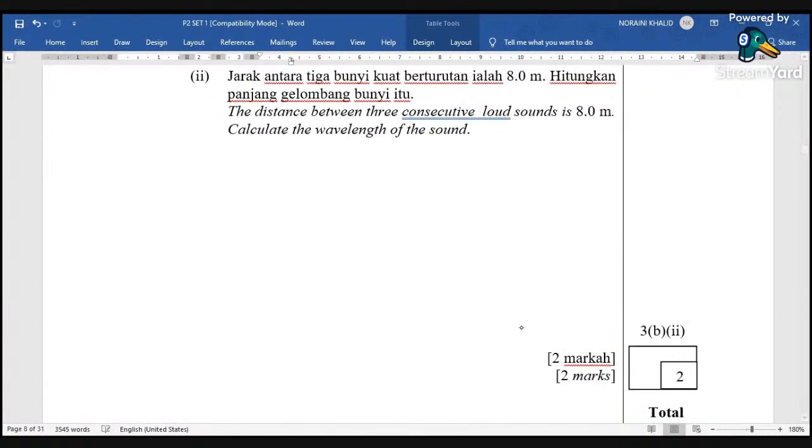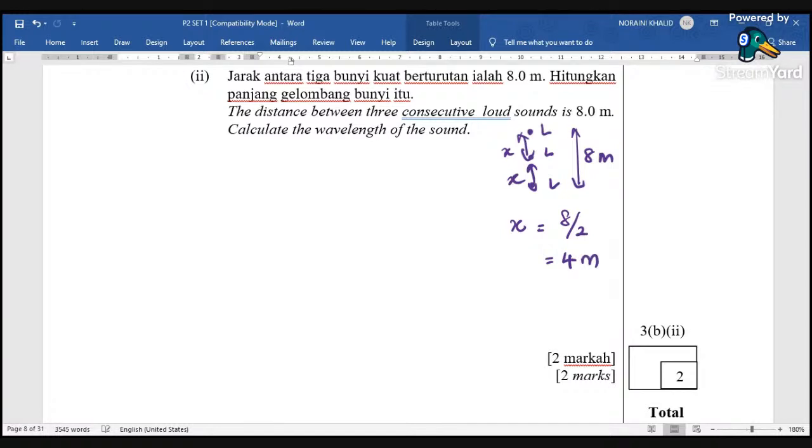Okay, the distance between three consecutive loud sounds. Let's say we have loud sounds, and this distance is 8 meter. Between two is X. So we can calculate X equals 8 divided by 2, which is 4 meter.